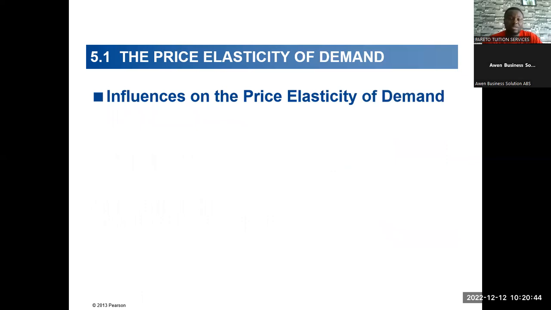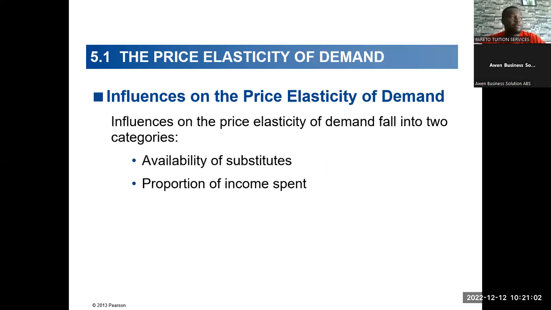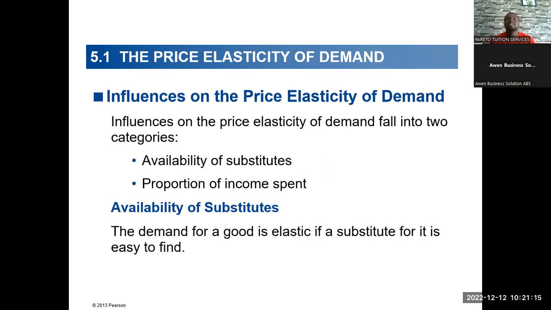Now, what are the factors that affect the elasticity of demand? What will make the demand for a good more elastic or more inelastic? We divide it into two. We have the availability of substitutes, and then the proportion of the consumer's income that he spends on the good. What we have to understand is that if a good has substitutes, it tends to be more elastic. You see, the demand for a good being elastic just means that consumers are sensitive to changes in price.